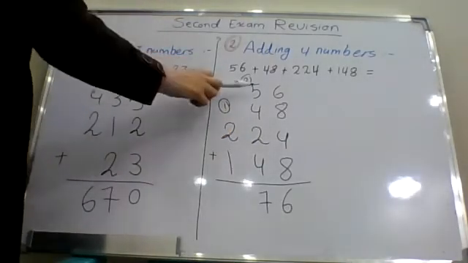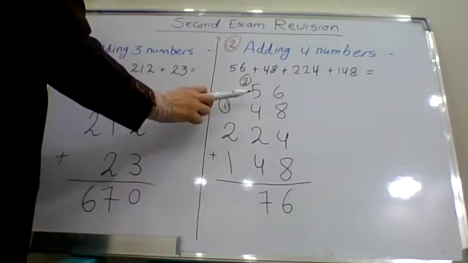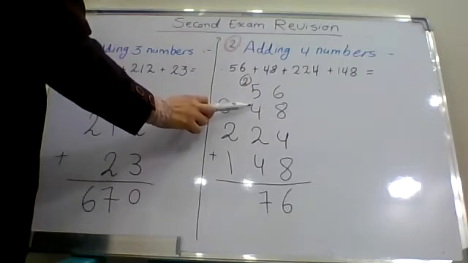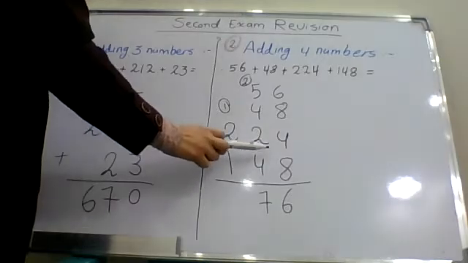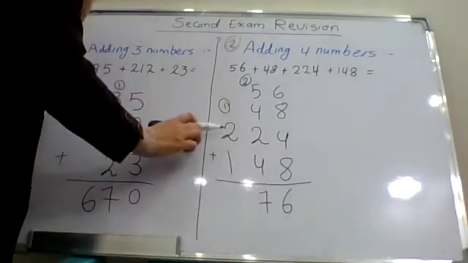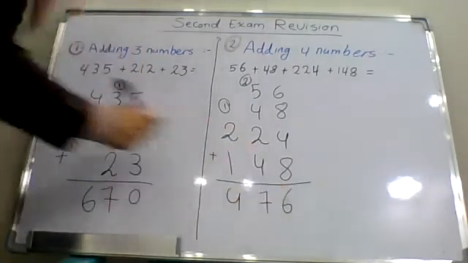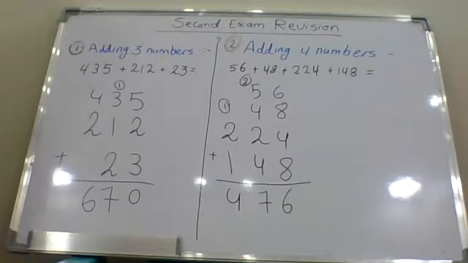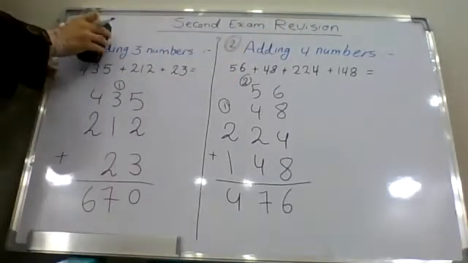Okay, again, 5 plus 2 equals 7. 7 and 4 equal 11. 11, 12, 13, 14, 15, 16, and 17. So I have 17. Okay, 7 and 10. 1 plus 2 equals 3, and 1, I have 4. So the answer is 476. This is how we add 4 numbers. Okay. So I have the first subject, which is adding 3 numbers, and adding 4 numbers. These are the first 2 subjects.